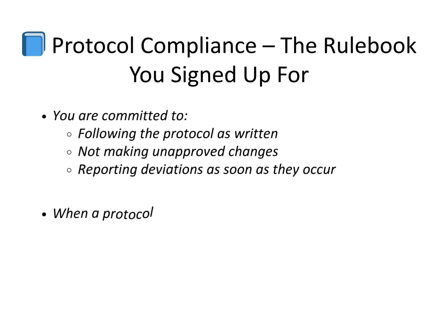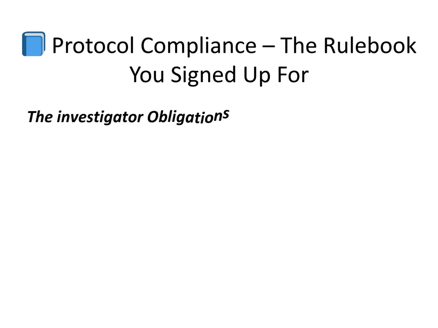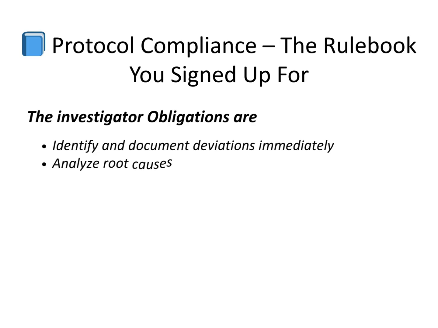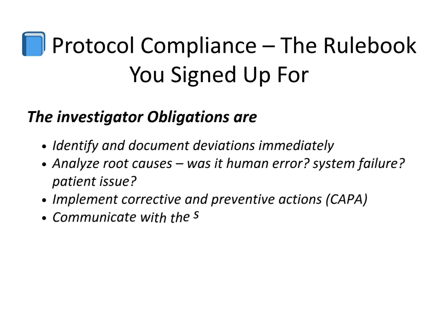When a protocol deviation occurs, say a dose is missed or a visit happens too late, it can affect patient safety, data integrity, regulatory compliance. Now, not all deviations are equal. Some are minor and can be explained. Others are major and can put the entire study at risk. Your job is to identify and document deviations immediately. Analyze root causes. Was it human error, system failure, patient issue? Implement corrective and preventive actions, CAPA. And where needed, communicate with the sponsor and IRB-EC.